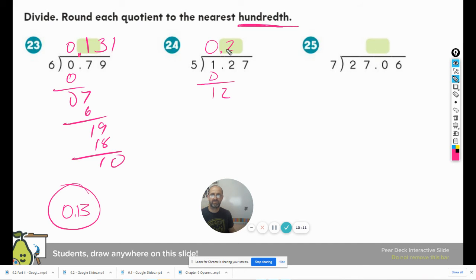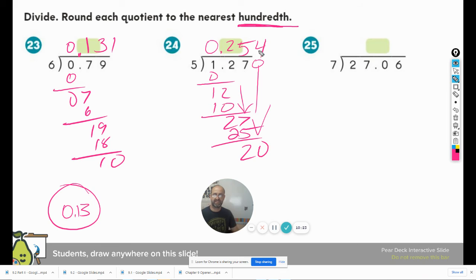5 goes into 12 twice. Down to 7. 5 goes into 27 5 times. 25. I get a 2. Bring down the 0. 5 goes into 20 4 times, and I stop. I got to the thousandths place. I can round to 0 and 25 hundredths.